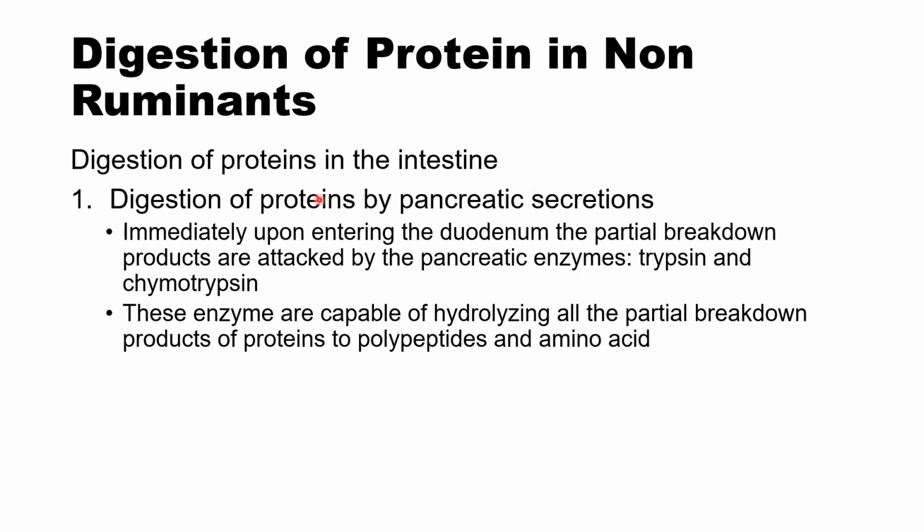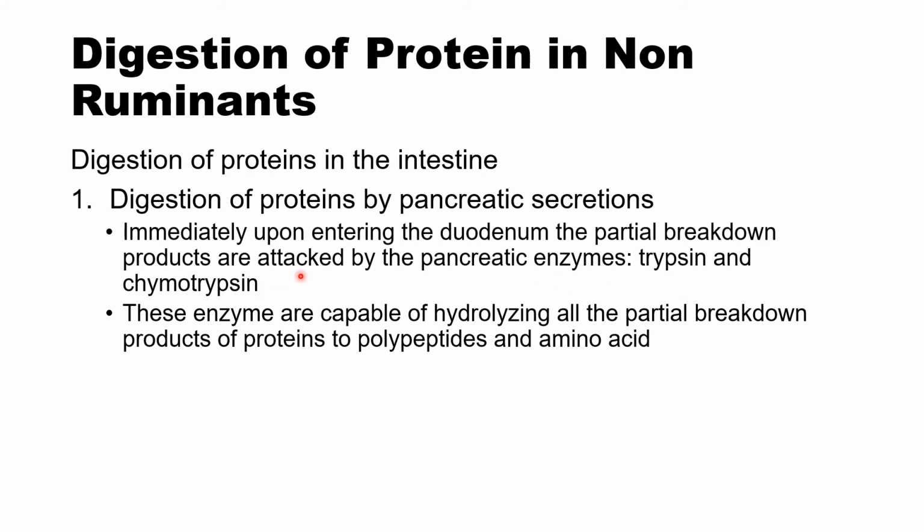Then after stomach, pupunta doon sa intestine. So digestion of protein by pancreatic secretion muna. Kasi kahit sinasabi natin na sa intestine pumupunta yung mga food natin, yung pancreas, yung liver natin, they will secrete juices that contain enzymes doon sa intestine natin. So, one of these is yung pancreatic secretion. Immediately upon entering the duodenum, the partial breakdown products are attacked by pancreatic enzymes. Yun yung trypsin and chymotrypsin.